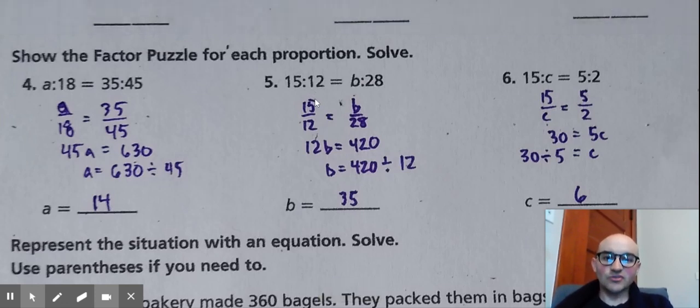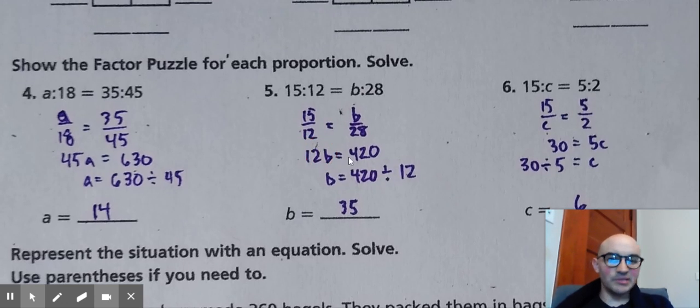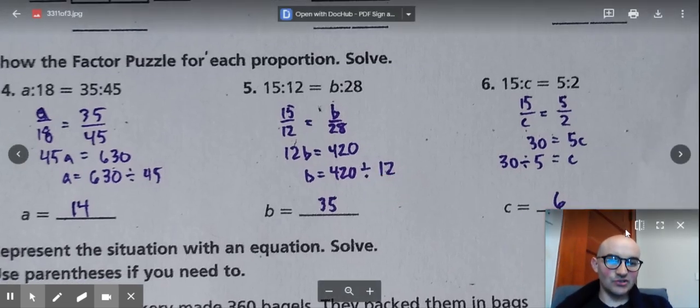Okay, 15 to 12, turn it into a fraction. 15 over 12 equals B over 28, cross multiply. 12b equals 420. B equals 420 divided by 12. Remember, we're doing inverse right now. 12 is multiplied by b. Here we're dividing by 12, so we're just doing the inverse of multiplication.